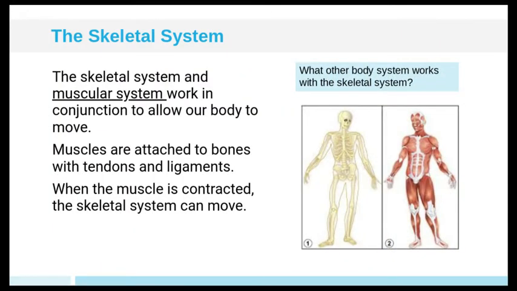So the skeletal system and muscular system work together. Conjunction means together, to allow our body to move. Muscles are attached to bones, and I mentioned this earlier, with tendons, and bones are connected to bones with ligaments. So when the muscle is contracted or shortens, the skeletal system can move, because when it shortens, it's pulling on the bone that it's attached to, and that's what allows us movement.